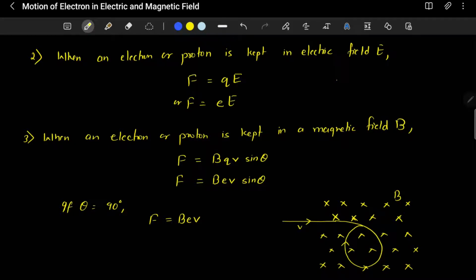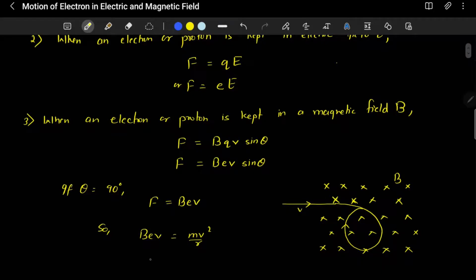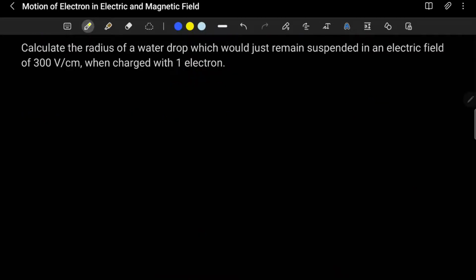and the centripetal force required for the circular path of the charged particle is provided by the force BeV. So BeV is equal to centripetal force. This equation can be used to obtain the radius of the circular path formed. Now we will use these concepts to solve some numericals related to this topic. Here is the first question.